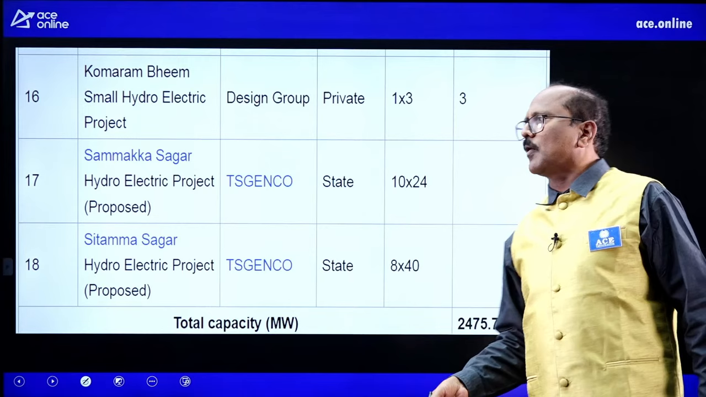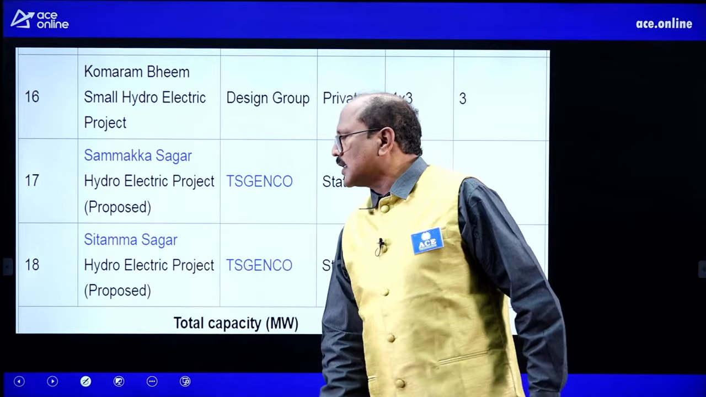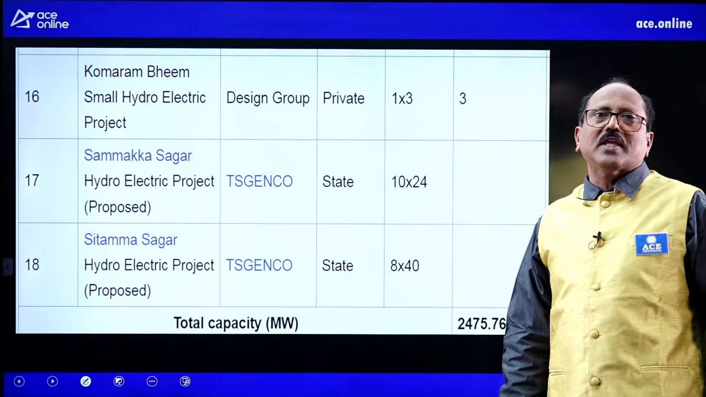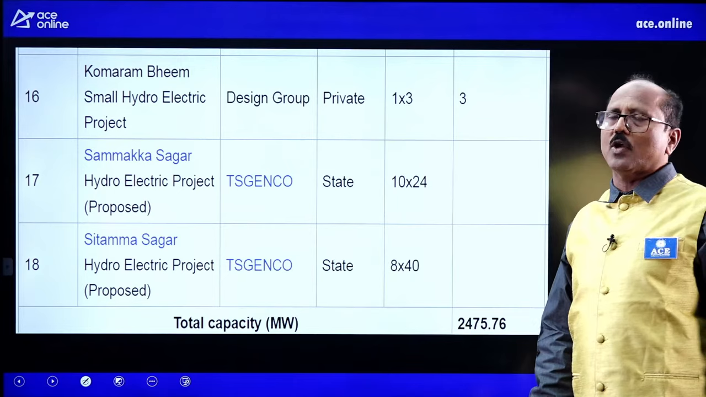Then Sitarama Sagar, Sammakka Sagar. These are proposals, okay? These are the last three: Kommaram Bheem, Sammakka Sagar, Sitarama Sagar. These are the proposed hydro power plants. Those who are recruiting, they are going to work there only. Very clearly, the last three, 16, 17, 18, are under construction. Production has not yet started. The remaining 15 hydro power plants have started.